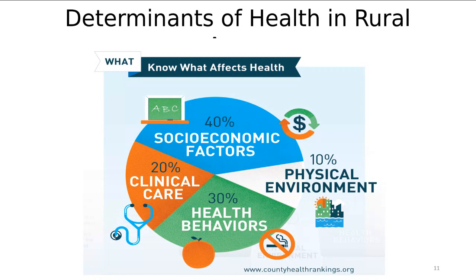a medical specialization in rural areas. The physical environment we mentioned, like agriculture and the structure of the environment, the roads, things like that, only 10%. But if you think about where you should start, I would start in socioeconomic factors. I would improve the level of education, the jobs, and the social life of people living in rural areas.